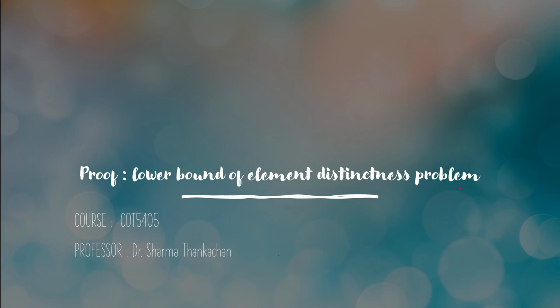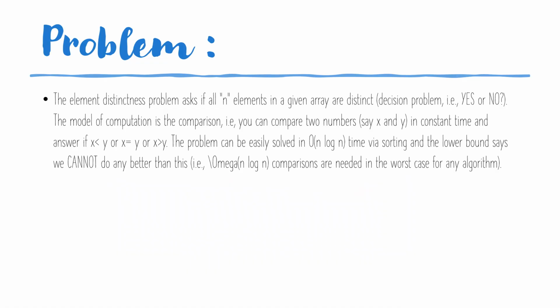Hello everyone. So this presentation is about proving the lower bound of the element distinctness problem. This is for course COT 5405 under Dr. Sharma Tankachan. So the element distinctness problem is about finding if all n elements in a given array are unique.